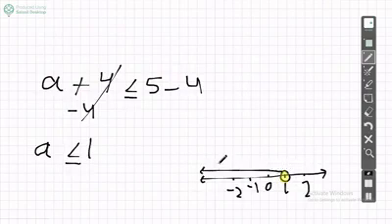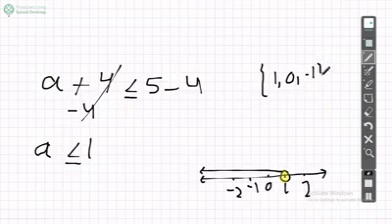Okay, so if I want to name 3 possible values to check your answer, for example, we can pick the 1, because the 1 is included in the solution, and 0 and -1. So how can I check if the solution is right? By replacing a with 1. So 1 plus 4 is equal to 5. 5 is less than or equal to 5, it's equal, so it's right.